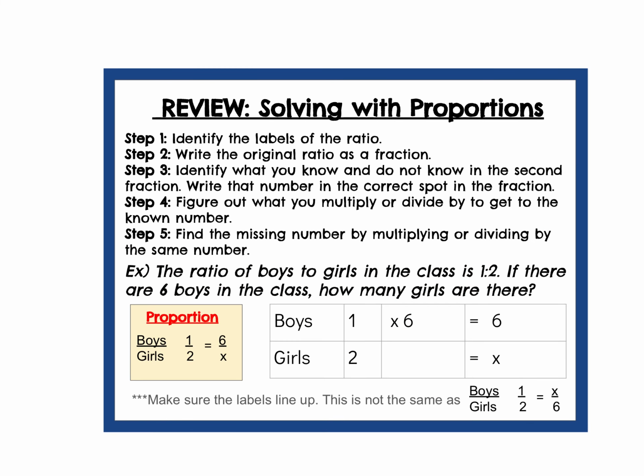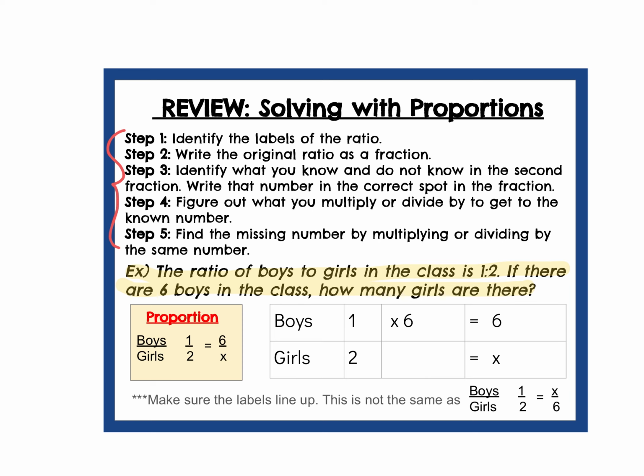All right, so on this slide, I'm going over just a review of solving with proportions or solving for equivalent ratios. Now, I have the steps written up here. I'm not going to go through those step by step. I'm going to show them down below in the example. So this example says the ratio of boys to girls in the class is 1 to 2. If there are 6 boys in the class, how many girls are there?